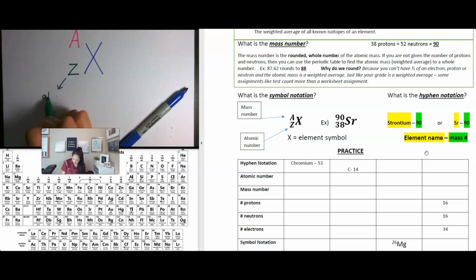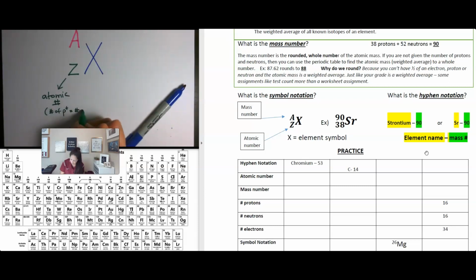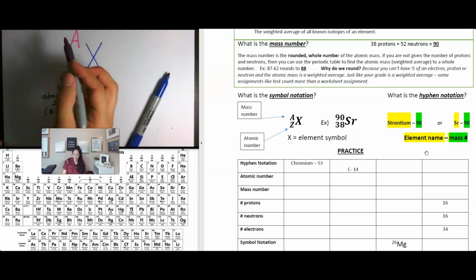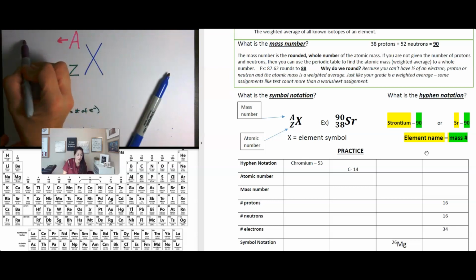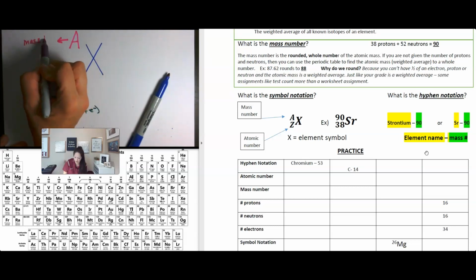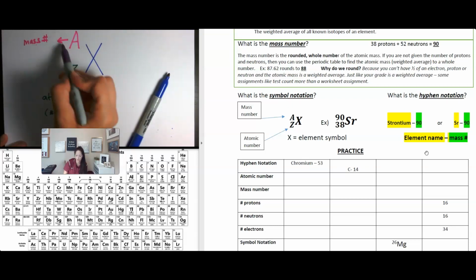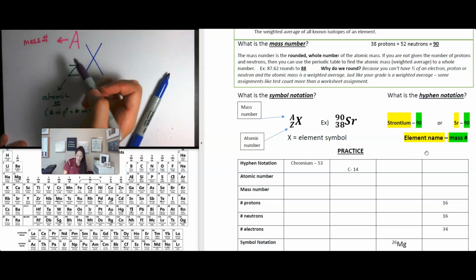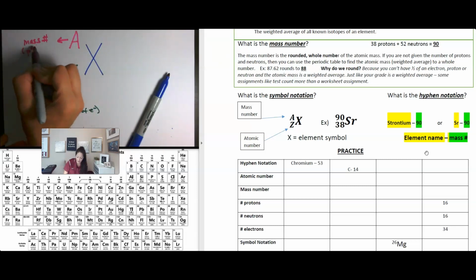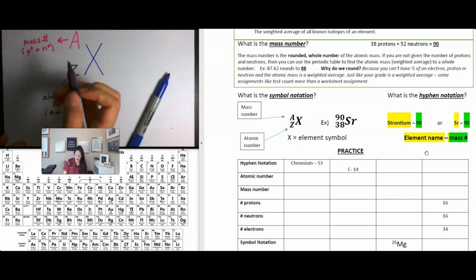So this is my atomic number. Remember, that's going to tell me the number of protons for an atom. That means that also my protons will be equal to my number of electrons. This number is going to be your mass number. This number is what you get when you round the number on the periodic table to a whole number. So this one is not found on the periodic table. You have to round it to a whole number. That mass number is going to be your protons plus your neutrons.